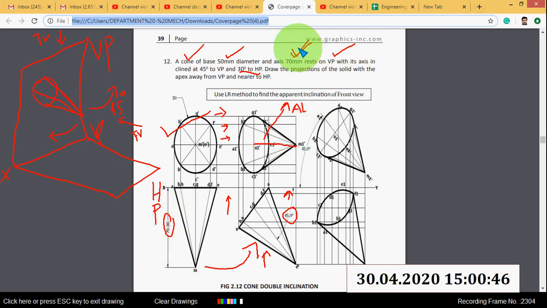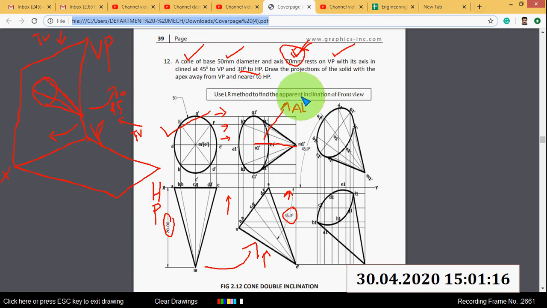Here the actual length of the axis is 70 mm. This 70 mm makes an angle of 30 degrees with HP. But here this length is actually the apparent length. So you have to find the inclination of the apparent length with the horizontal plane. If this length is 70 mm, then you can tilt this object such that this angle is 30 degrees. So you have to find the apparent inclination.